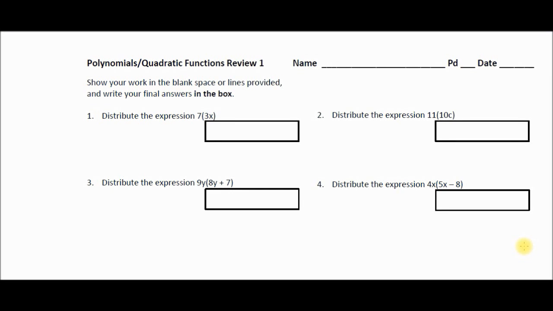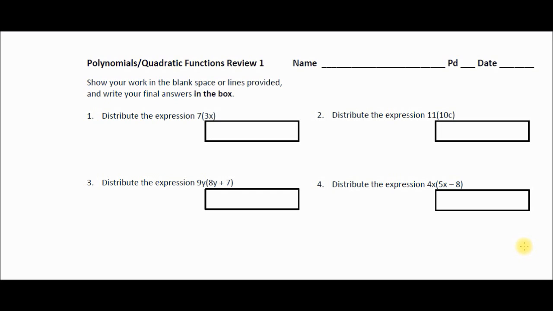Hello students, these are the video solutions to the Unit 2, Unit 3 test review sheet number 1, and I'll just kind of start working on them and we'll see how many we can get done per video. I'm not sure how far I will get with this.